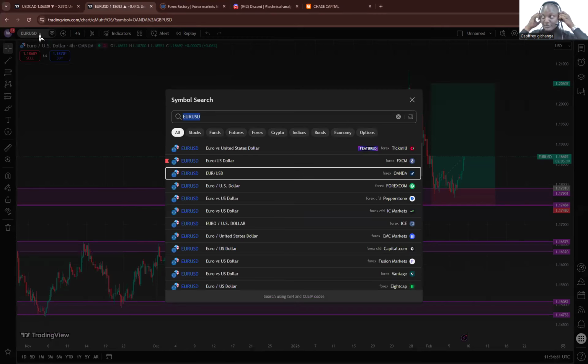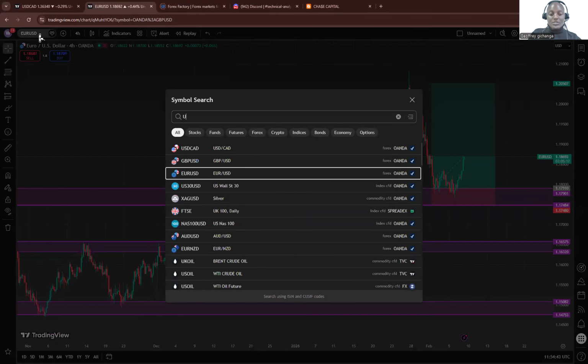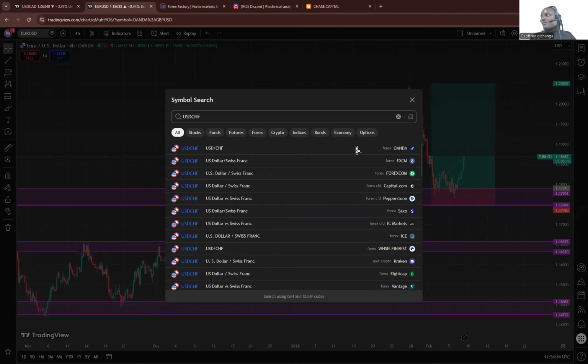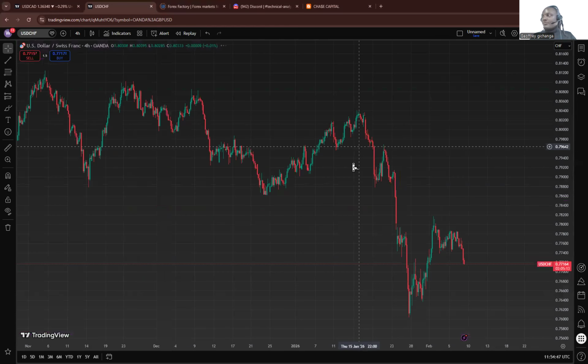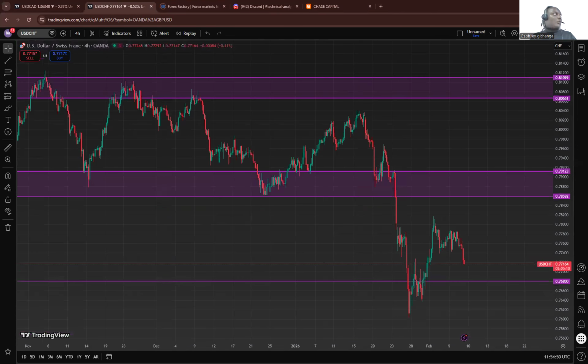Let's have a look at USDCHF. There's USDCHF as well. So for this one, we've seen price rally to these highs. We have these highs right here. I was looking at price coming to these areas of 0.78590 areas, but instead we saw a drop to the downside, then a push to these areas here.